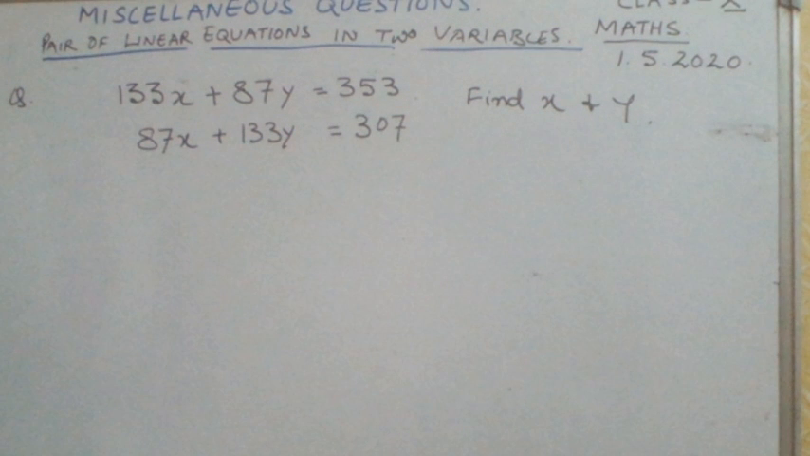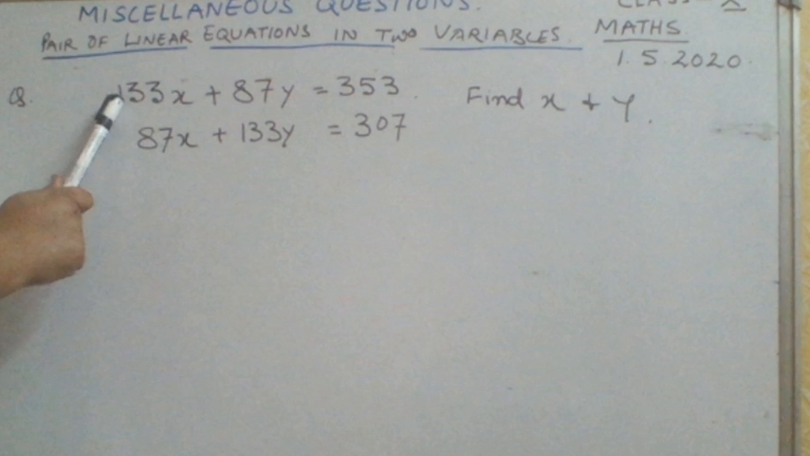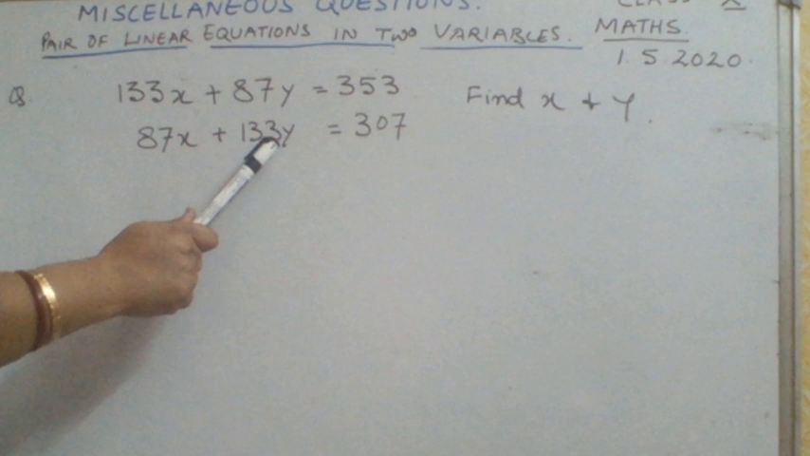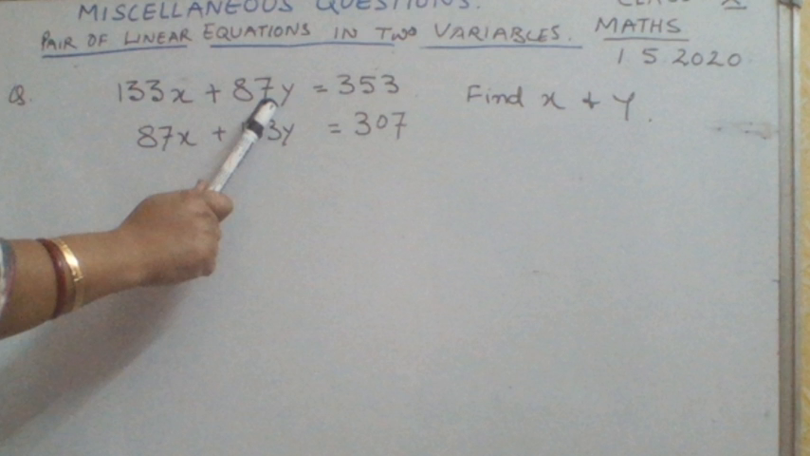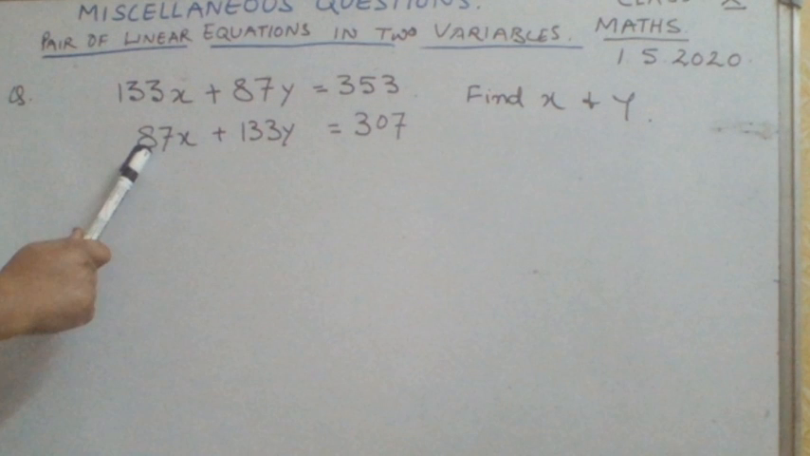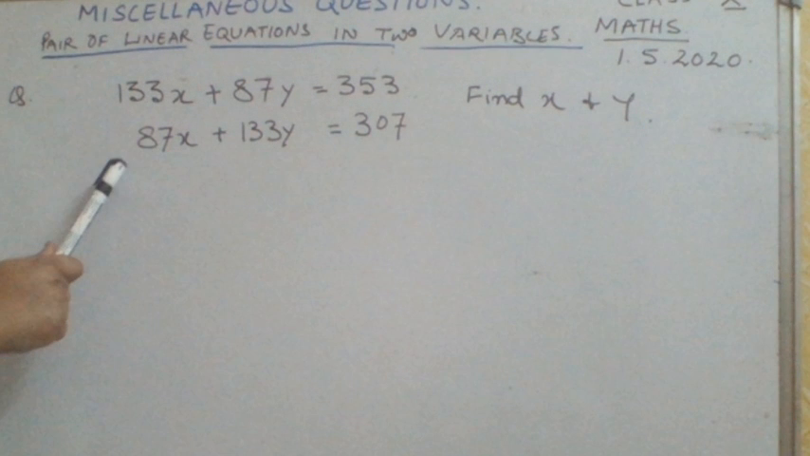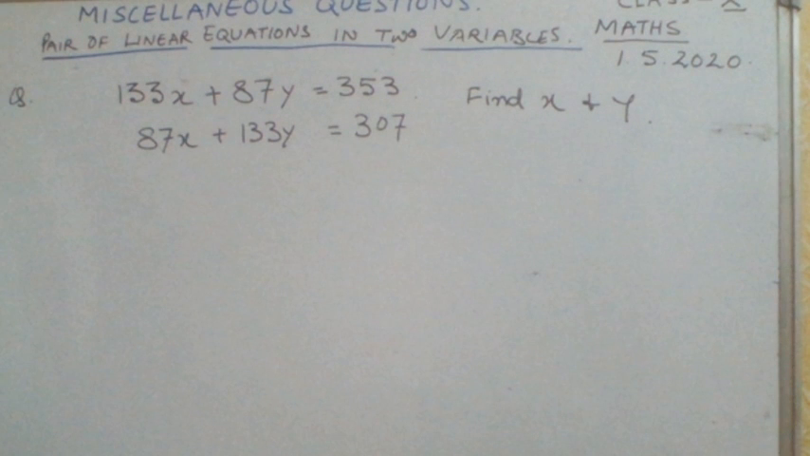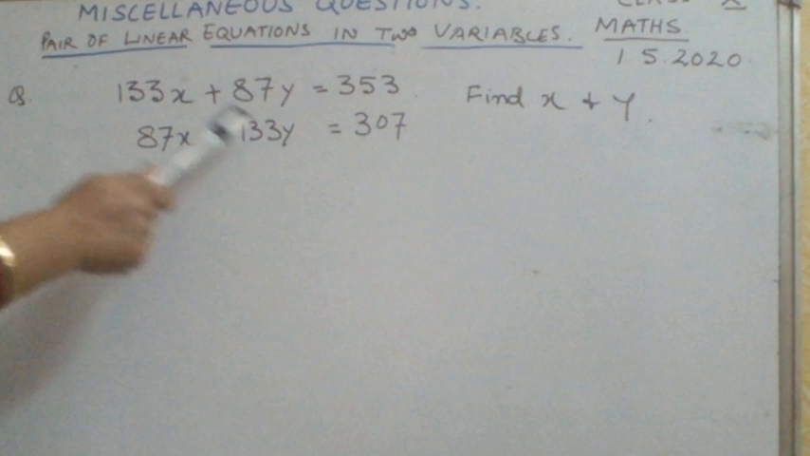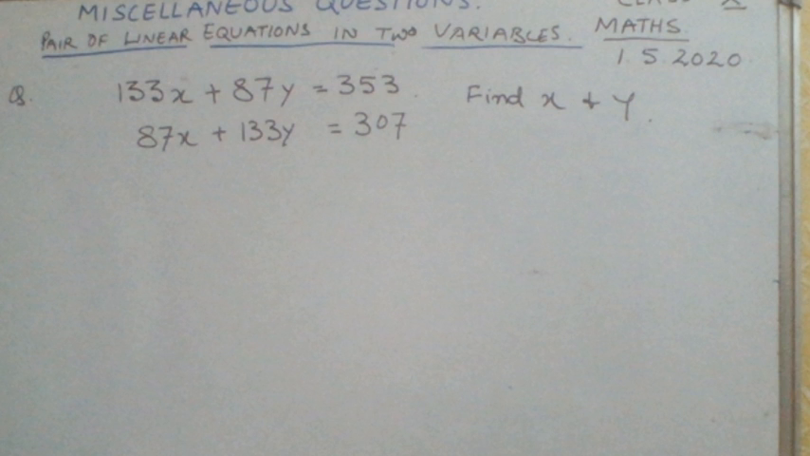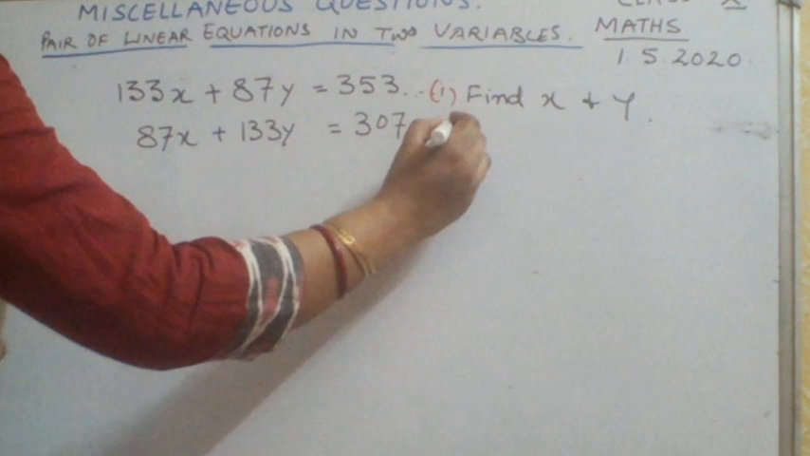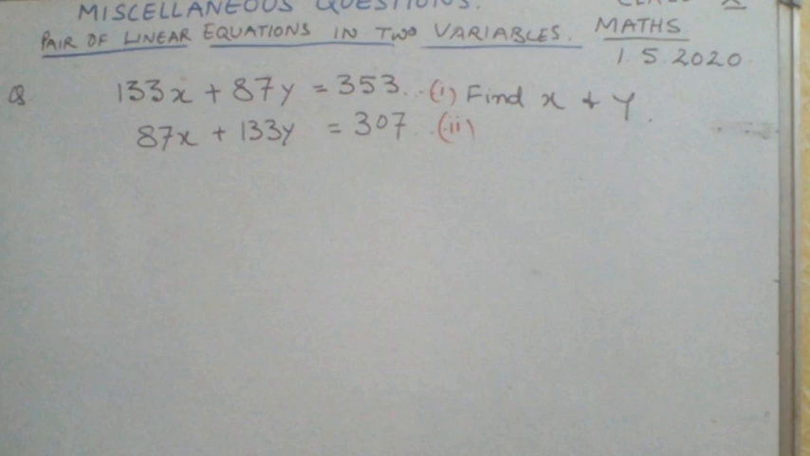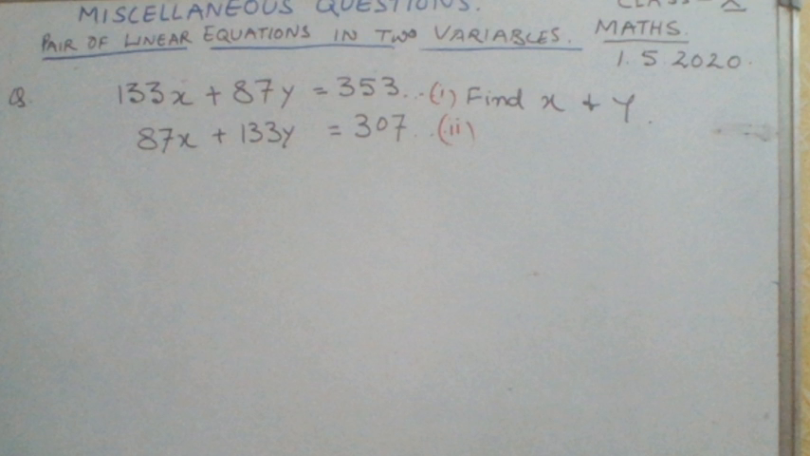So what we can do, see, there is a lot of symmetry in this question. This is 133 coefficient of x. Here it is replaced by 133 as coefficient of y, and y coefficient 87 in the first equation becomes the coefficient of x in the second equation. So there is a lot of symmetry. These coefficients of x and y are interchanged. So in this case what we do is like this. Say this is your equation number 1 and this is your equation number 2. Okay, please note it down.